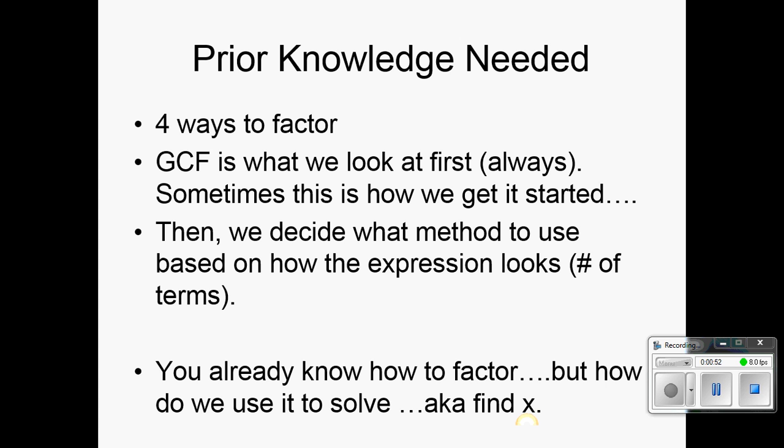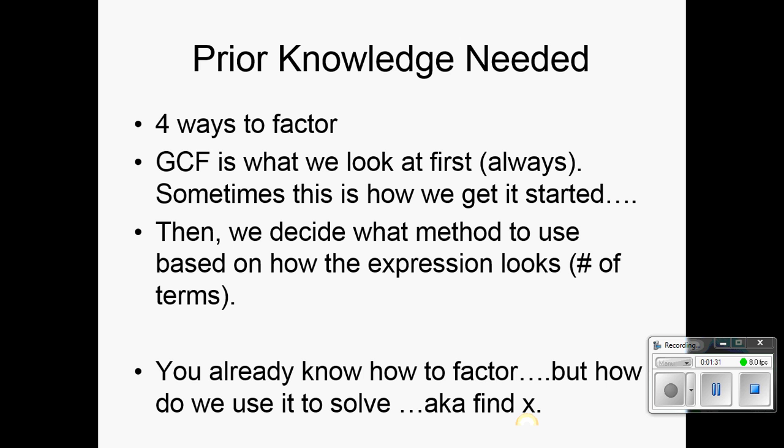Remember on the last day that we had class, we talked about the greatest common factor and that sometimes you need to take out the greatest common factor first, and that will help you get started. And so there will be times when you have to factor more than one time. Remember, always start with the greatest common factor. Then decide what method you're going to use based on what your expressions look like. How many terms do you have? Do you have 4 terms? Then you use grouping. If you have 3, then you use the AC method. If you have 2 and you have a difference of squares, then you use the difference of 2 squares.